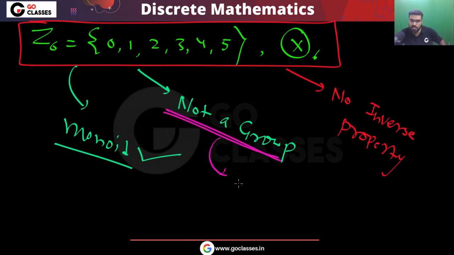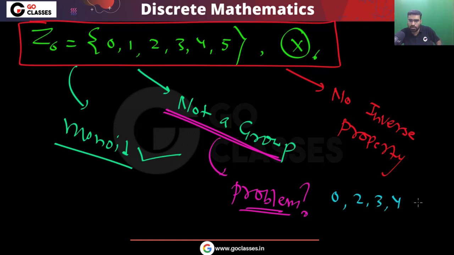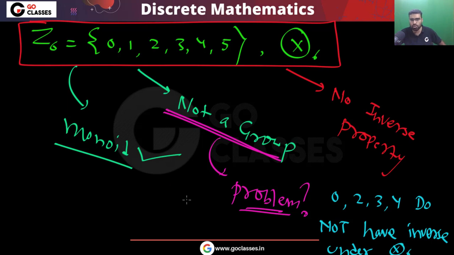And why is this not a group? Where is the problem? The problem is some elements do not have inverse. For example, I can say 0, 2, 3, 4. They do not have inverse under this operation, multiplication modulo 6. So you can see these elements do not have inverse. So this is the only problem.